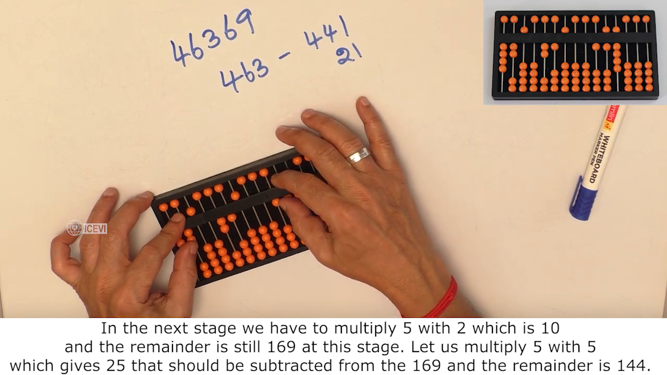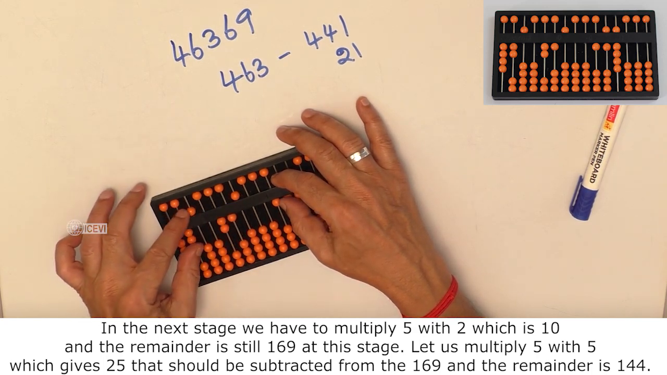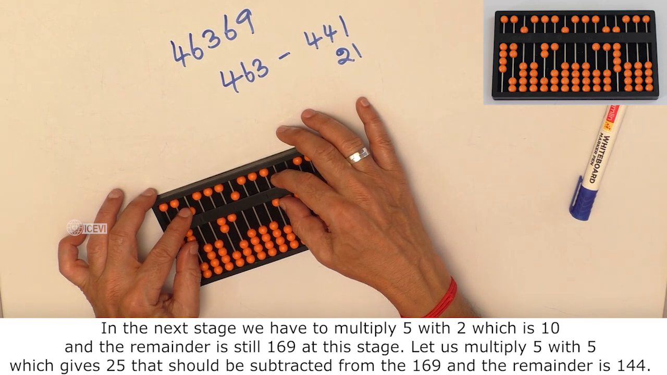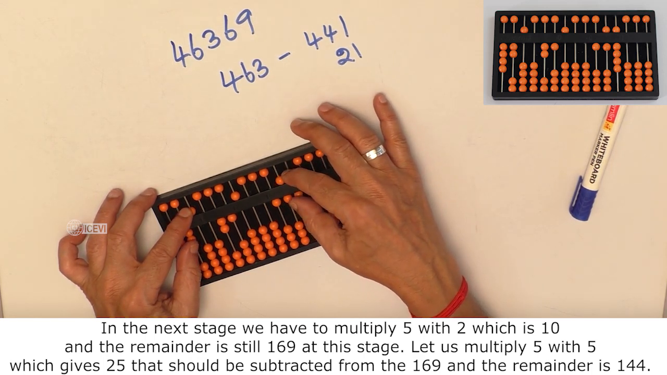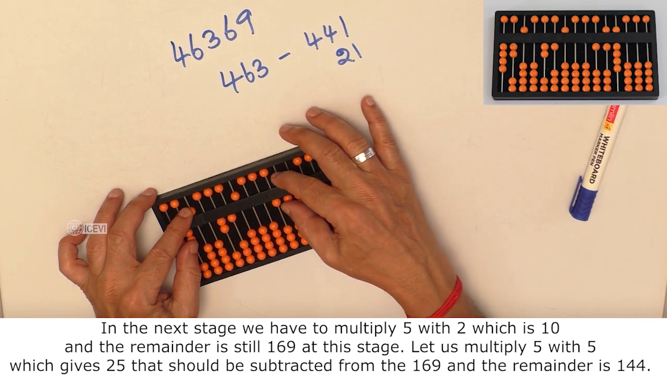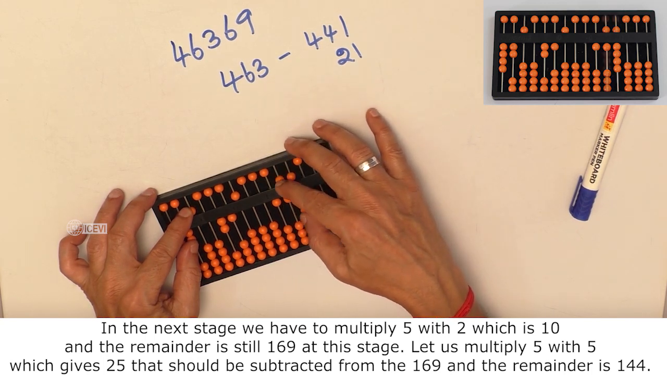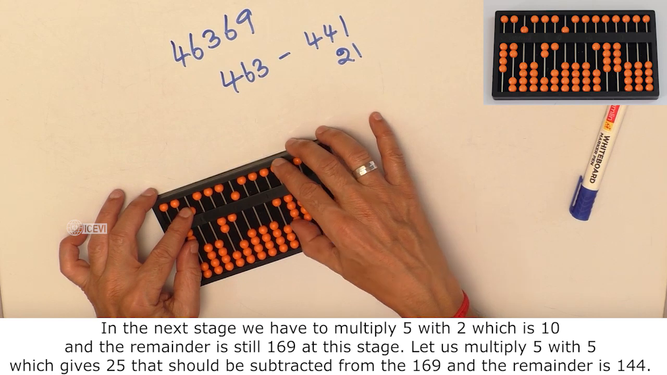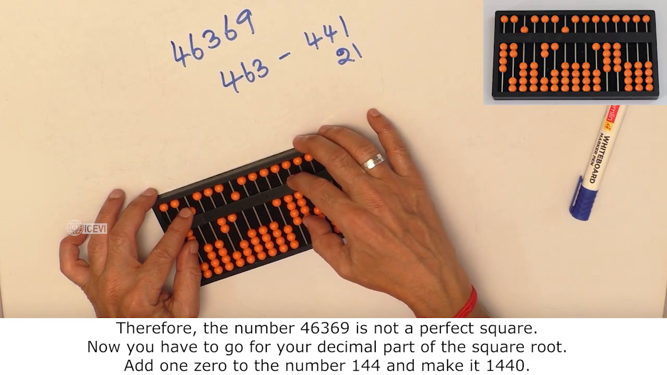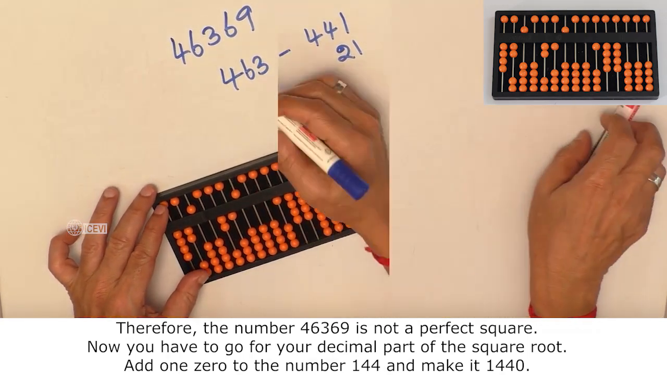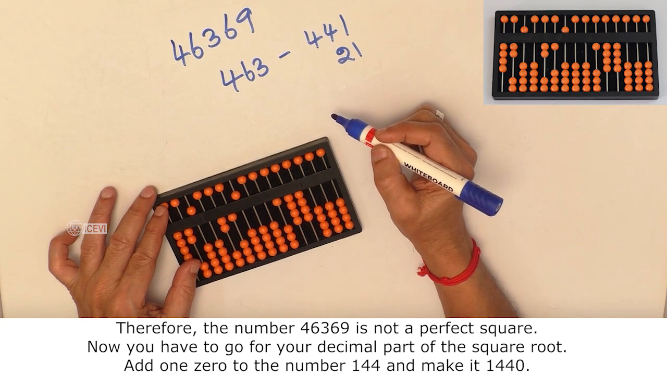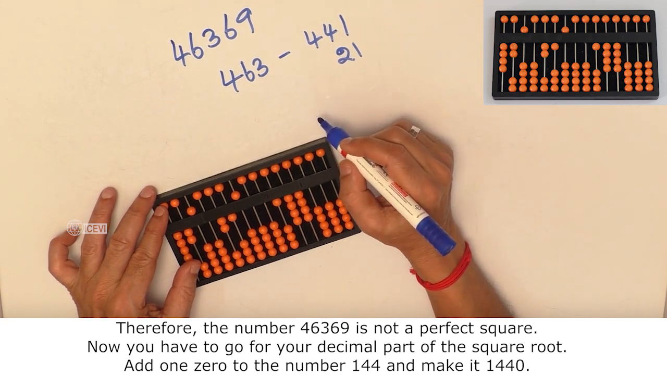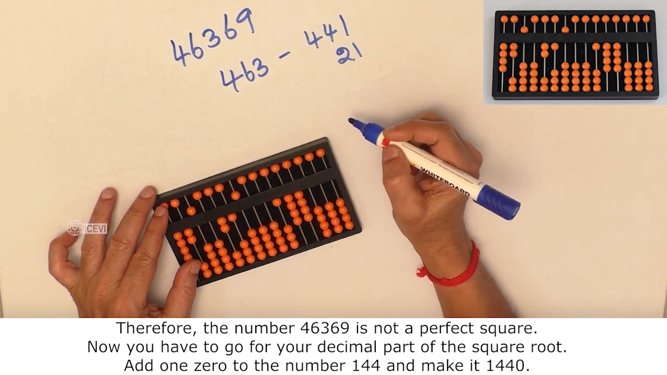Let us multiply 5 with 5, which gives 25. That should be subtracted from 169, and the remainder we get is 144. Therefore, the number 46,369 is not a perfect square. Now you have to go for your decimal part of the square root.